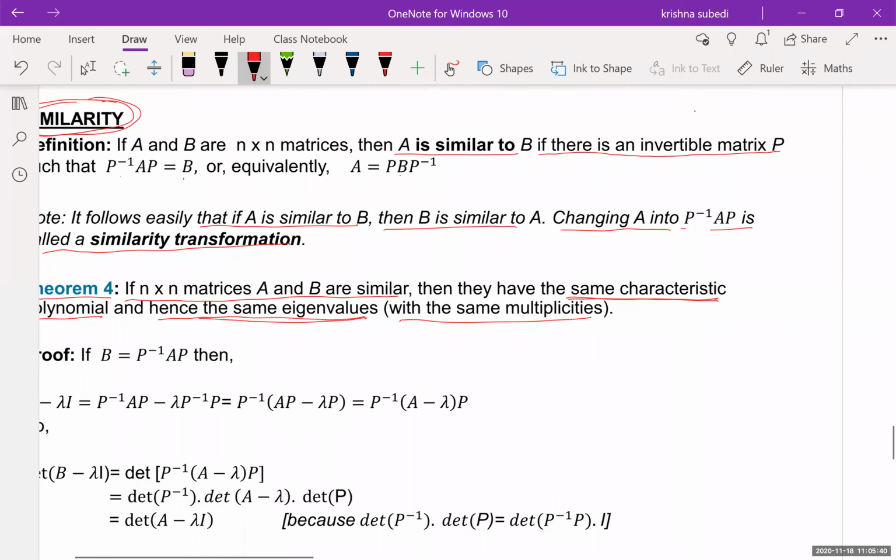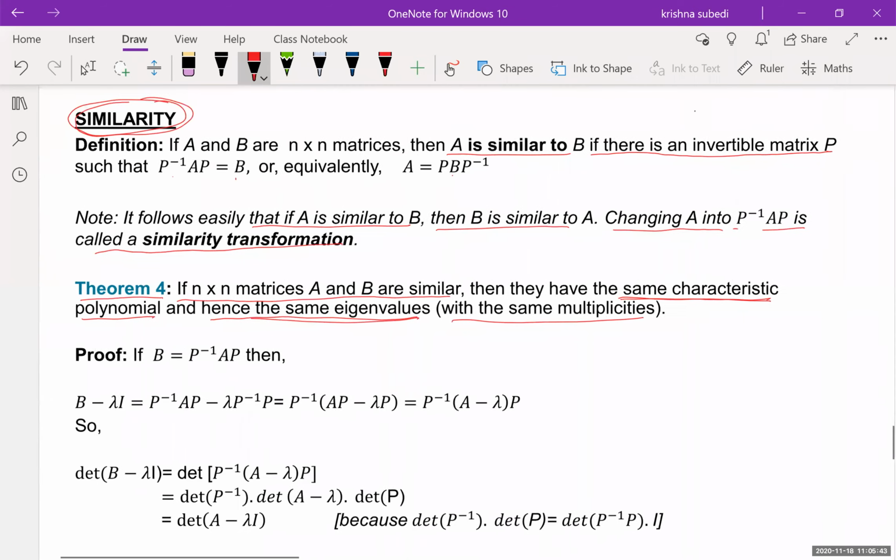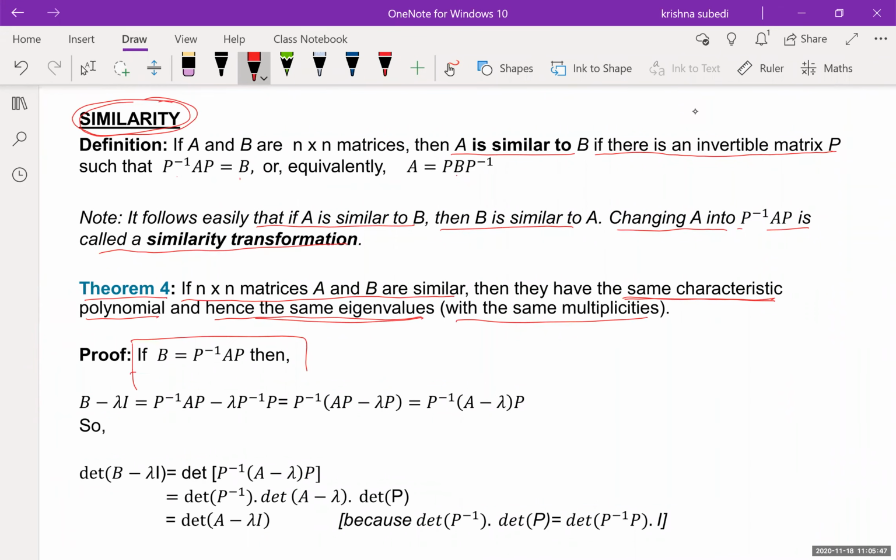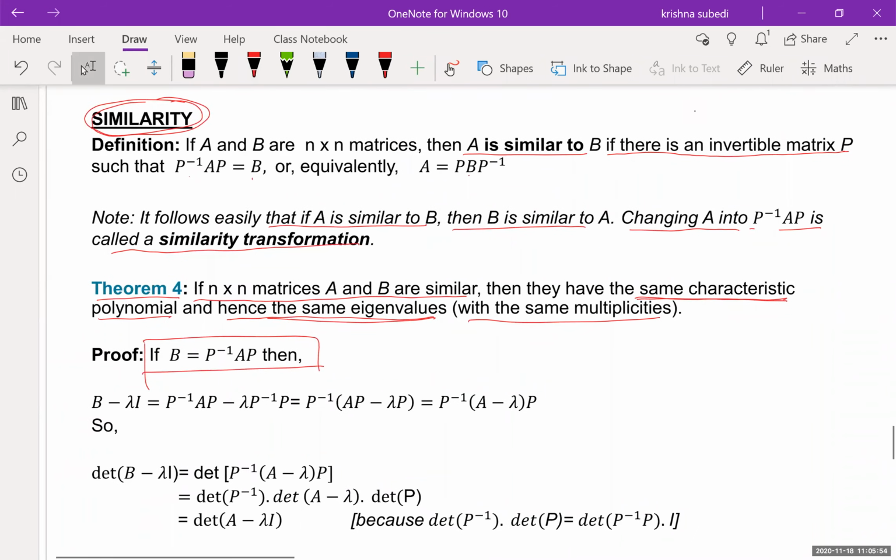Now let's look at the proof. By definition, if B equals P inverse AP, then I can write B minus lambda I equals P inverse AP minus lambda I. I subtract lambda I on both sides. It's an equation, so I can do the same thing on both sides. Now remember, I means the unit matrix. So for the unit matrix I can write P inverse P, or P inverse as well if I want.